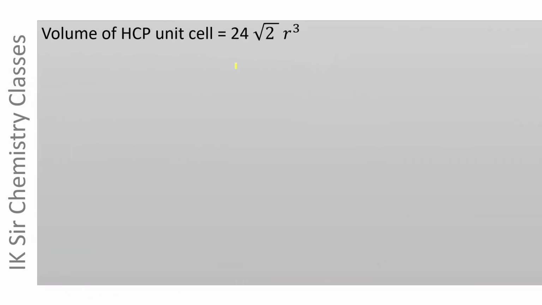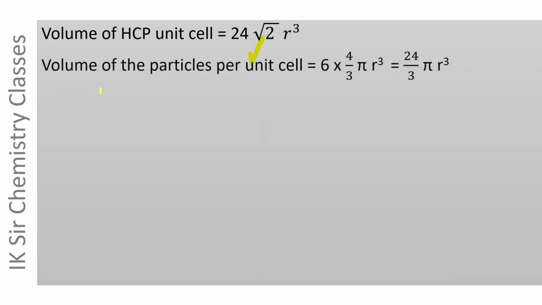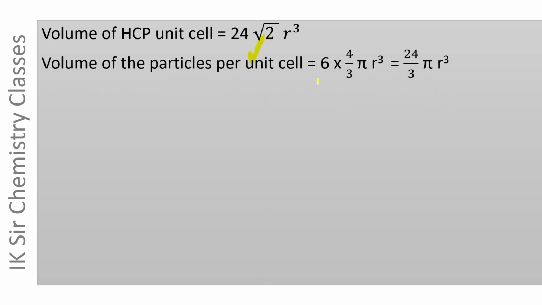Volume of HCP unit cell is equal to 24 under root 2 R cube, as derived in the previous slide. The volume of particles per unit cell will be equal to 4 by 3 pi R cube into 6, because there are 6 particles in the HCP unit cell. It is equal to 24 by 3 pi R cube.